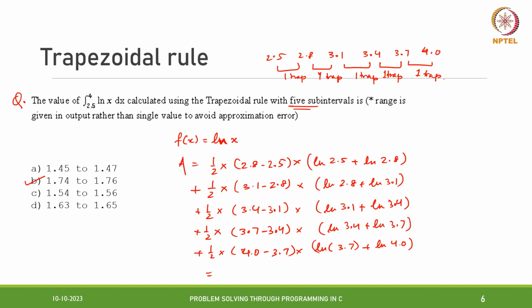Okay, so basically we are doing a numerical integration using the trapezoidal rule. The higher number of intervals we take, the higher number of segments we take, the more accurate an answer you will get from the trapezoidal rule.